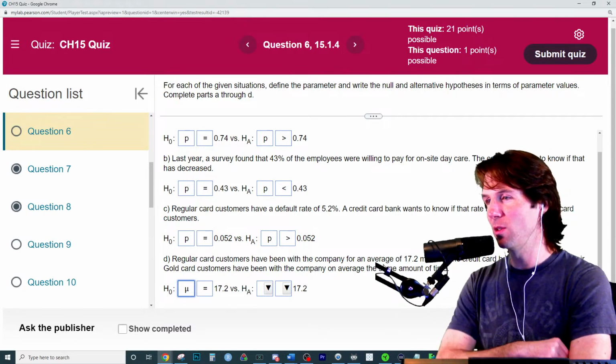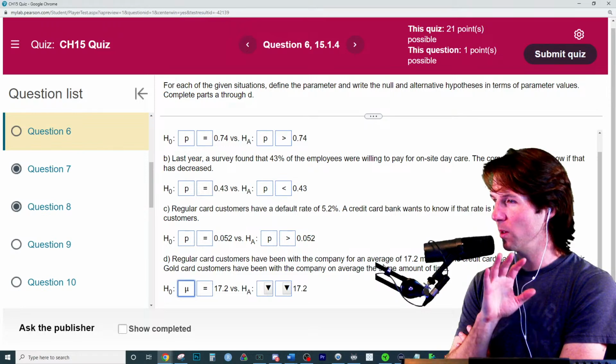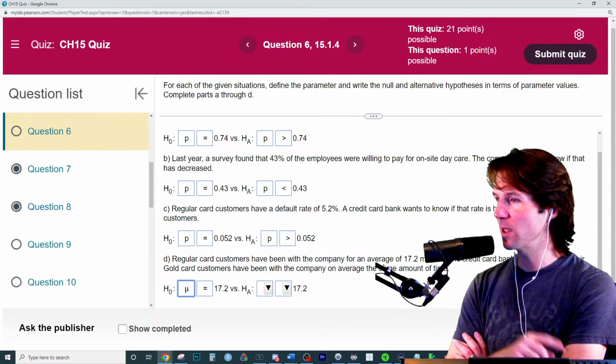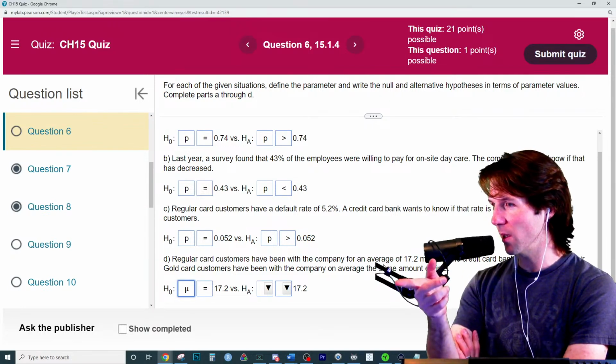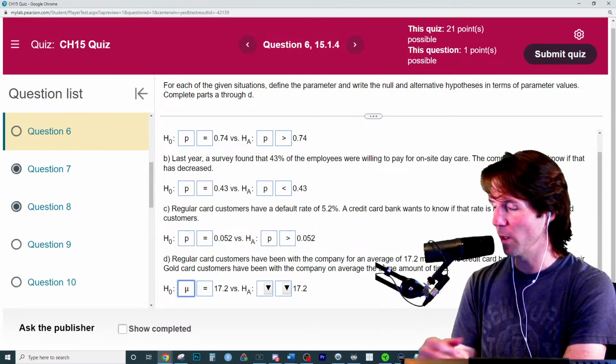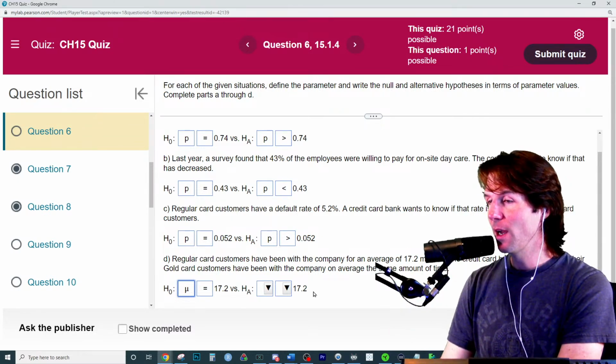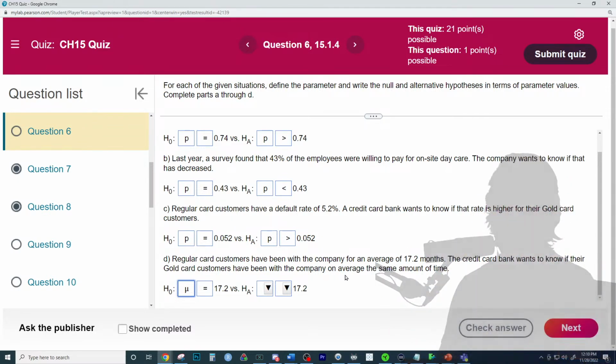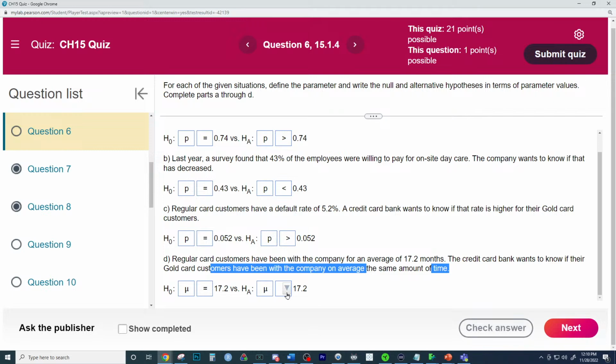There's so many ways to do statistics, but you always want to look to the question asked, which is how many months have you been with the company, which is quantitative. But then there's a lot of ways to look and be like, well, proportions are between 0 and 1. So this is not proportions. Then we want to know, it says at the end right here, the credit card bank wants to know if their gold customers have been with the company on average the same amount. So what should the alternative be? So they want to know if they've been with them the same amount. So we know that the one customers have been with it 17.2 months, and we want to know if the other customers have been with them the same amount.